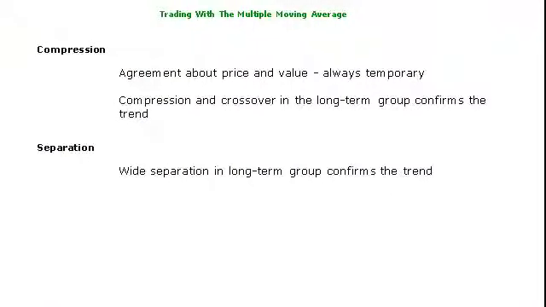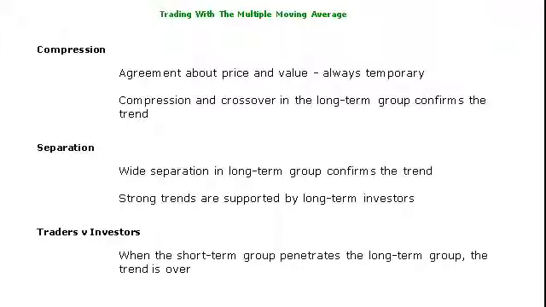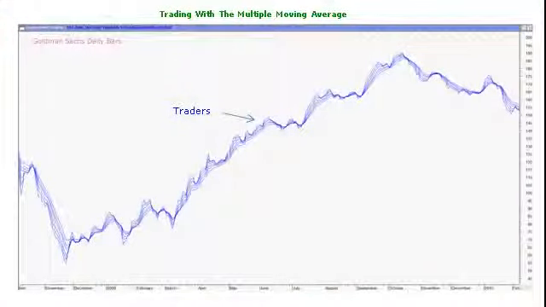Also, as we mentioned, strong trends are supported by long-term investors, so that's the red bands. What we're looking for is a situation where the short-term band crosses the long-term band, and it's a heads up that the trend is over. Not always, but very often that's the case. If you think of the long-term band as being a wall, the short-term band will try to break through it, and it'll find a lot of resistance very often, as long as the trend stays in place.